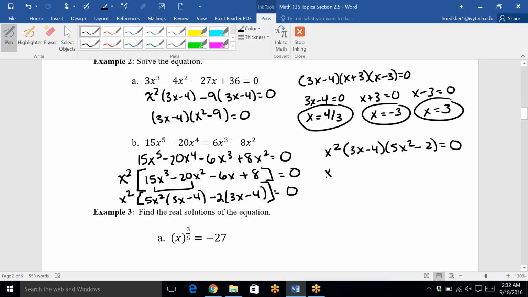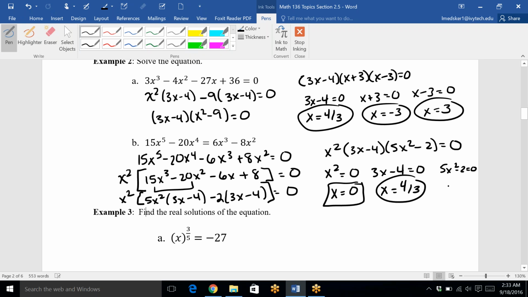If you set each of these equal to 0, we will get that x squared equals 0. If you take the square root of both sides, that's just going to give you 0. No plus or minus needed since 0 is neutral. This would be 4/3. On this one, you have to move everything over first and then take the square root.